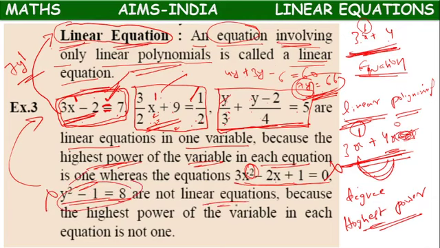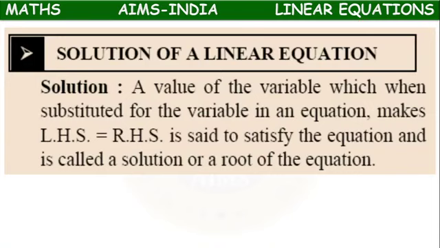These two are not linear equations, because the highest power of the variable in each equation is not 1. It is 2. So that's why they are not linear equations. Okay, children. So linear equation means the equation which is having a linear polynomial, or the equation in which the degree of the variable is 1. Degree means highest power of the variable is 1. So then it is called a linear equation.